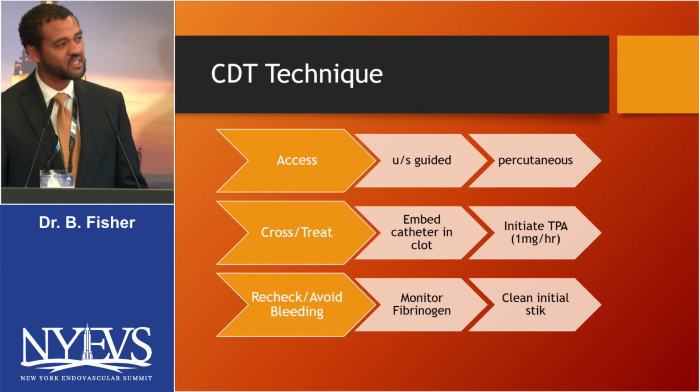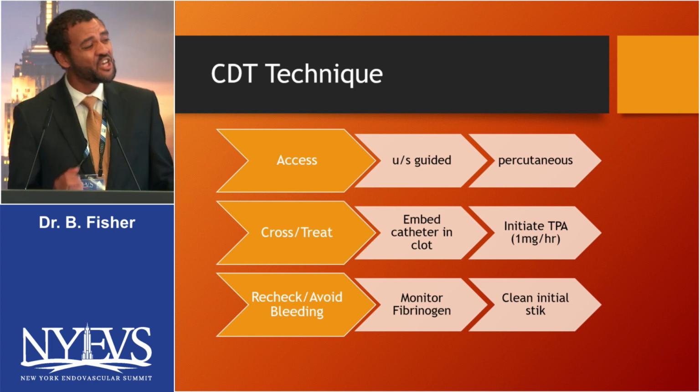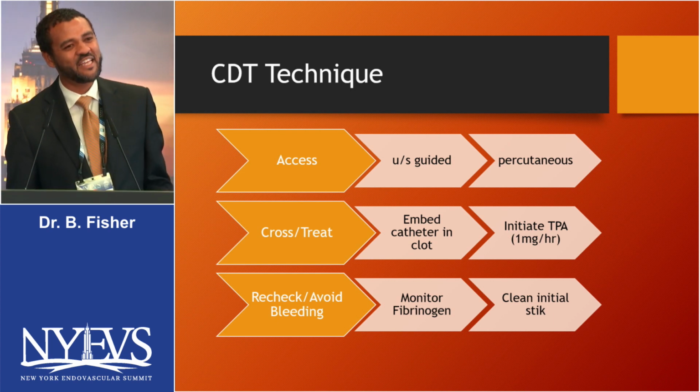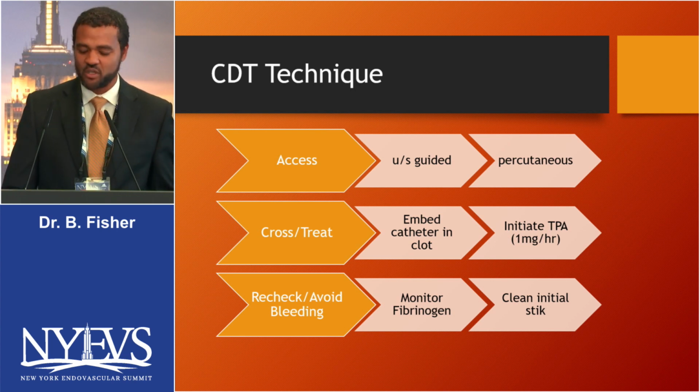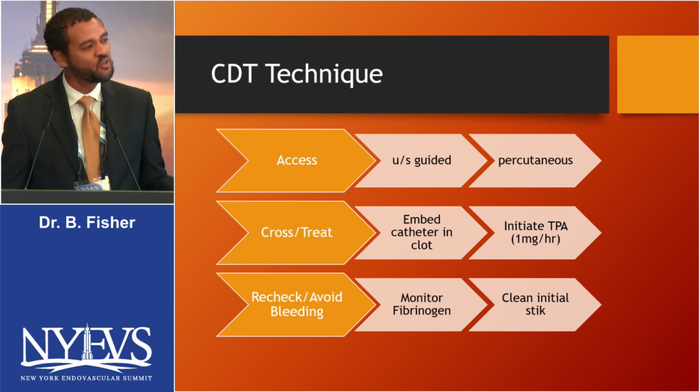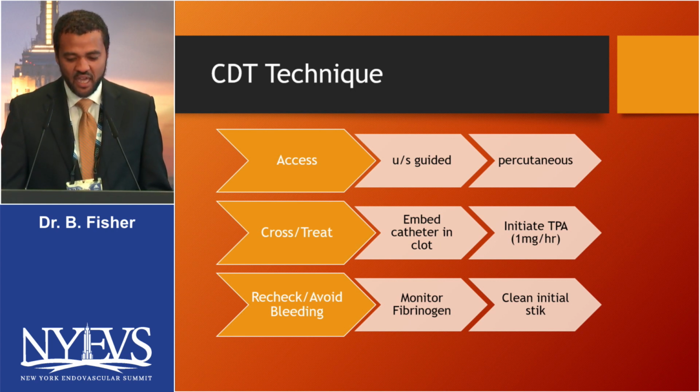Next, you have to be able to cross and treat the lesion. Again, you don't want to just put the catheter up top. If it was that easy, you could put the sheath up, let the TPA run through, and then everyone would be doing what we do. But obviously, it's definitely not that easy. You need to embed that catheter into the clot and allow it to run.